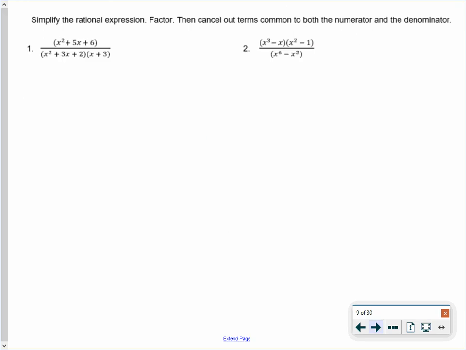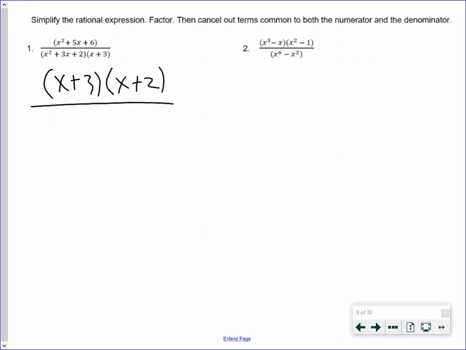We have number 1 and number 2 now. So for number 1, we have x squared plus 5x plus 6 on the top, and x squared plus 3x plus 2 times x plus 3. And we're told that we need to factor this expression and then simplify it. So when we start factoring it, the top for number 1 is going to end up being x plus 3 times x plus 2. That's what the top factors out into.